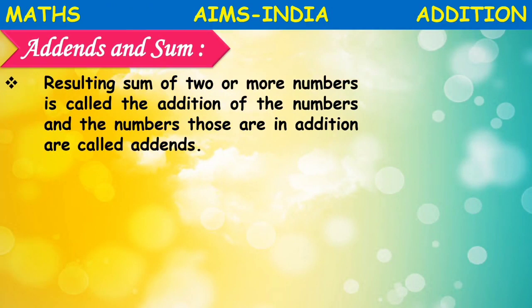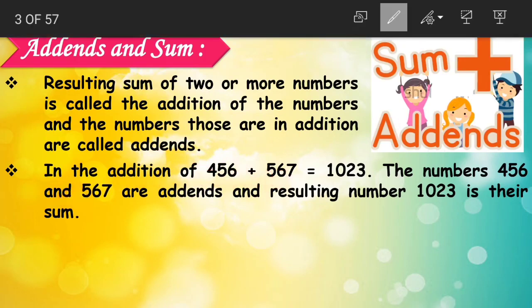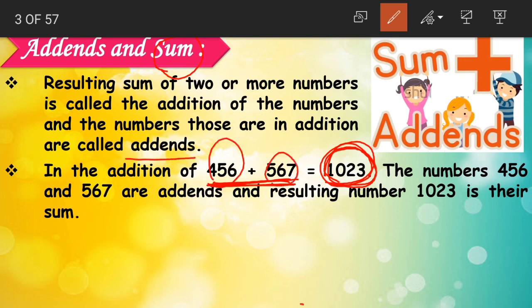Addends and sum. The resulting sum of two or more numbers is called the addition of numbers, and the numbers that are added are called addends. Okay children, this is not anything difficult. What they are saying here is, when we add two numbers, the result is called the sum. What is it called, children? Sum. Sum means nothing but the addition of two or more numbers, and the numbers which we have used become the addends. When we add two or more addends, the result is called the sum.